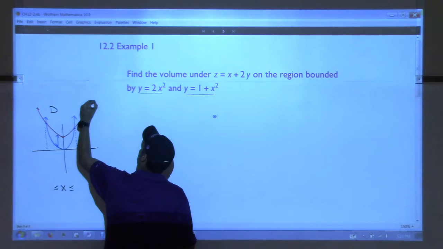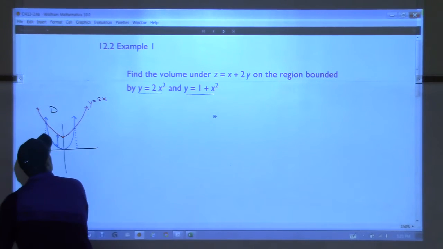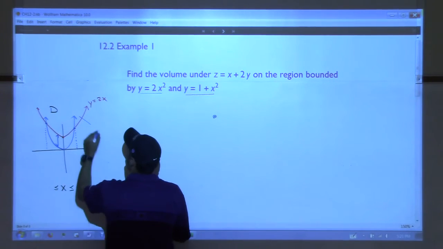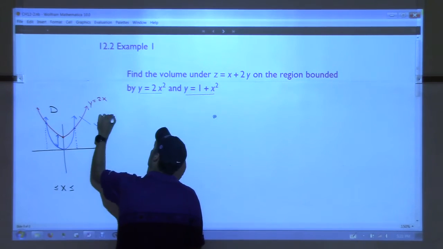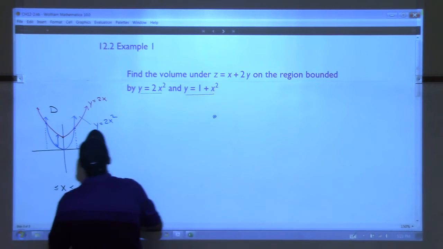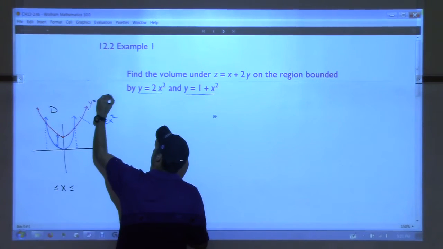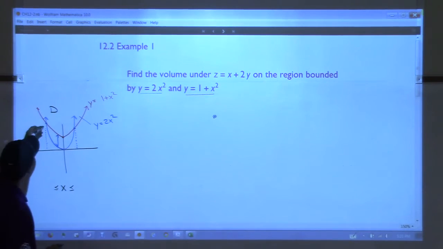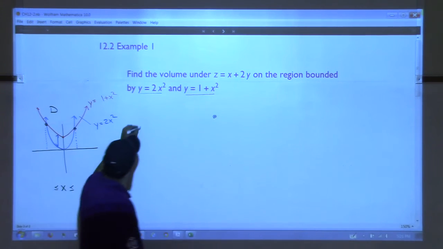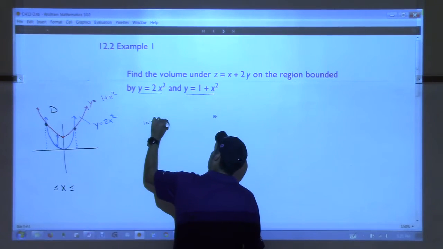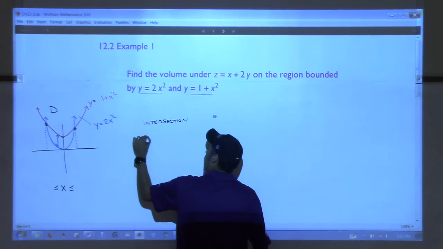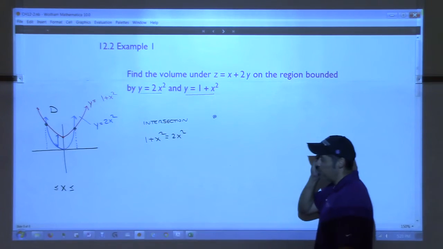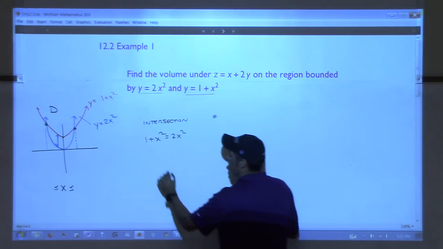This one was y equals 2x squared. I even said it wrong. And this one is 1 plus x squared. So we're going to find their intersection points by setting them equal to one another. I set 1 plus x squared equal to 2x squared, and that's going to work out real nice. It's just 1 and negative 1.